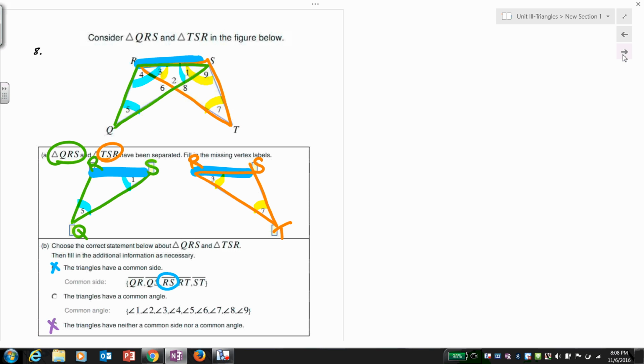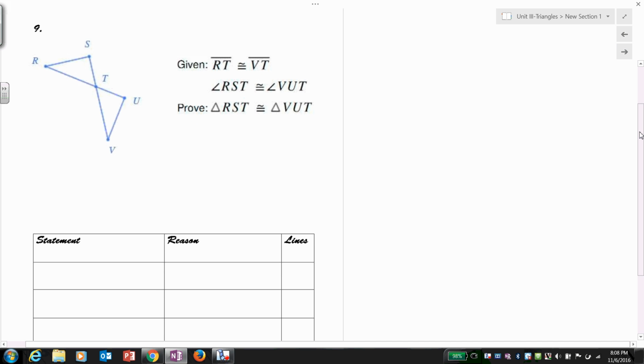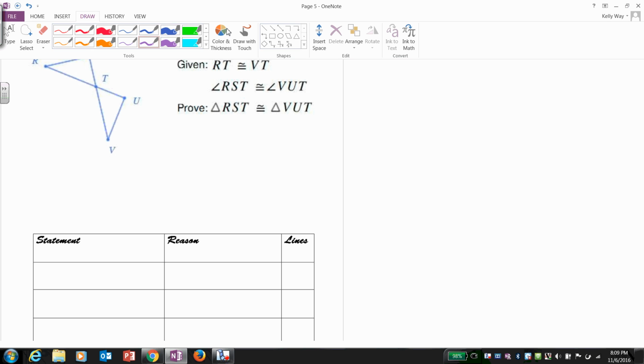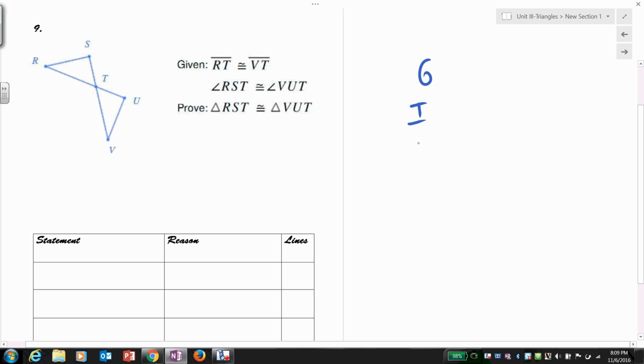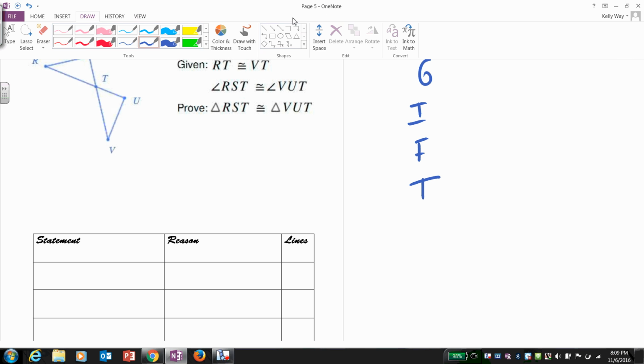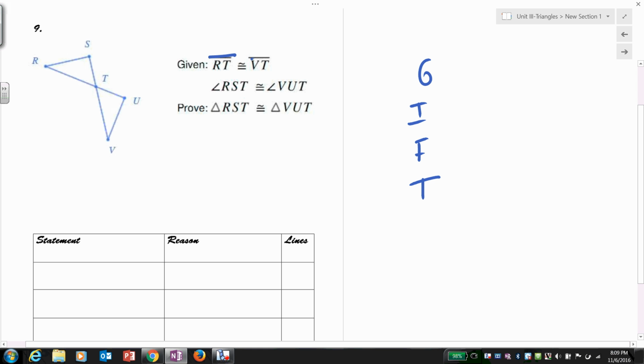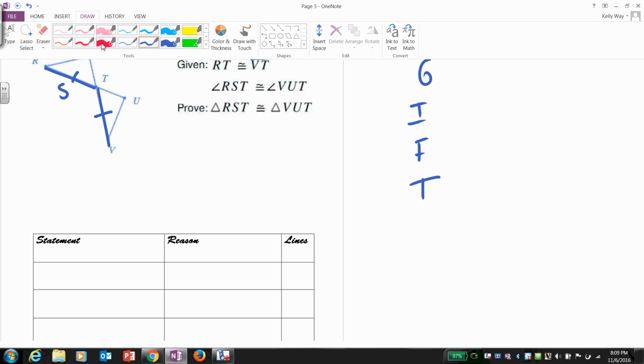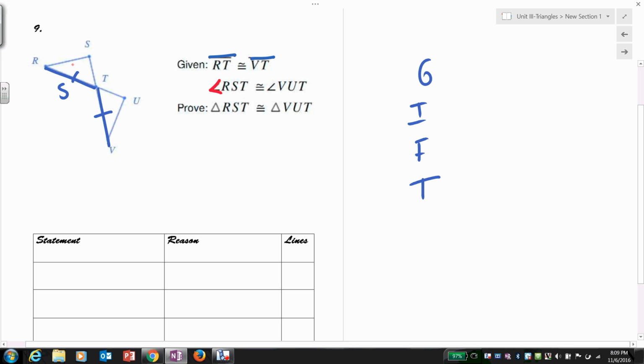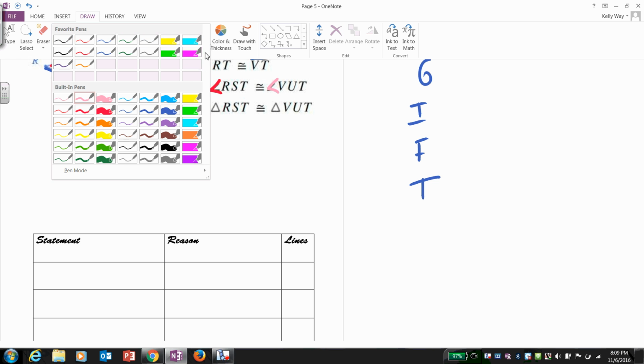Number 9. Okay, this one you're going to have to do your own proof. That's why given, implied, freebies, talk through is very important here. Given, implied, freebies, talk through. We are given that RT and VT are congruent, so we trace it. Pair of sides. Angle RST is congruent to angle VUT. That gives us a pair of angles. We are done with our given information.